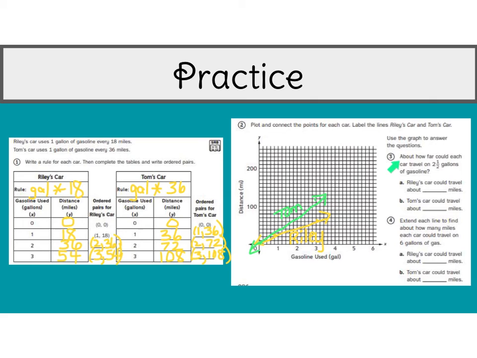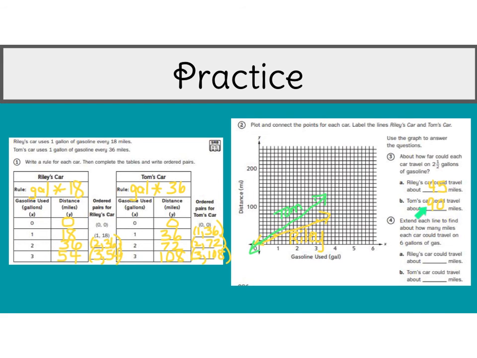Number 3 says, about how far could each car travel on 2 1/2 gallons of gasoline? Riley's car could travel about blank miles. Tom's car could travel about blank miles. All right, so if we take a look at Riley's car, it should be about 45 miles on 2 1/2 gallons. And how do I know that? I know 2 gallons is 36, and half of 18 would be 9. So 36 plus 9 is going to give me about 45.